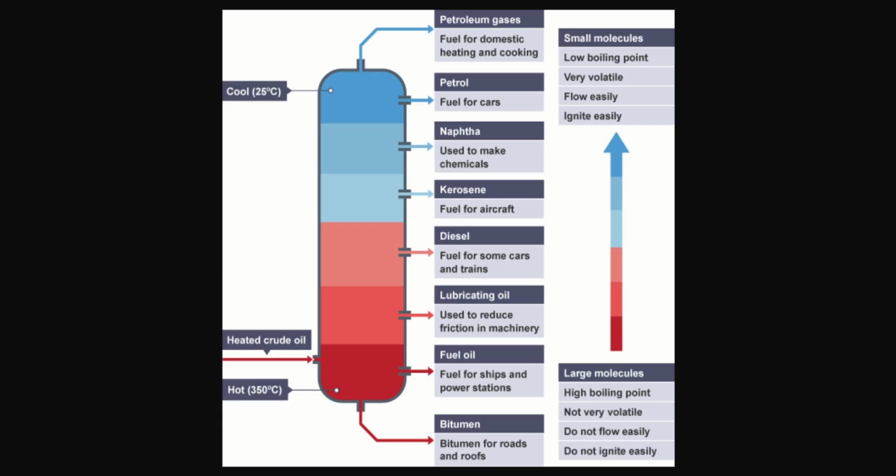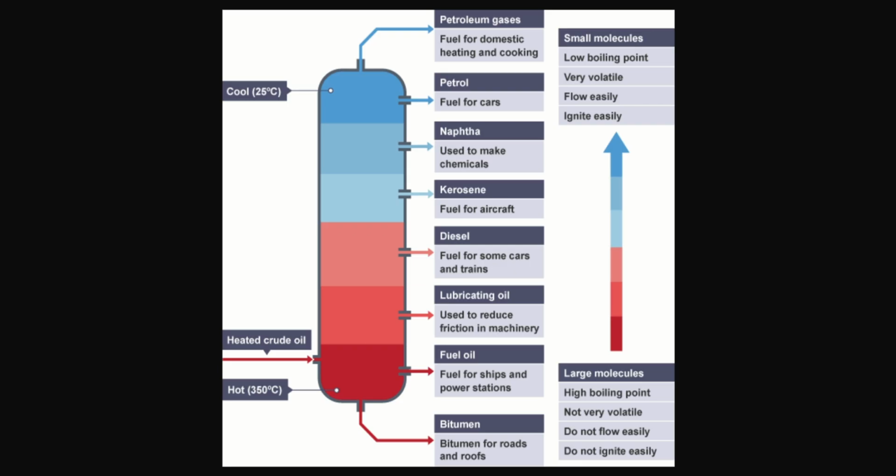Okay, here's the diagram that we're going to take a look at. As I told you, the gases are at the top and the solids are at the bottom. Now you do need to know the order of each fraction in the fractionating column and the characteristics as it goes down or up.